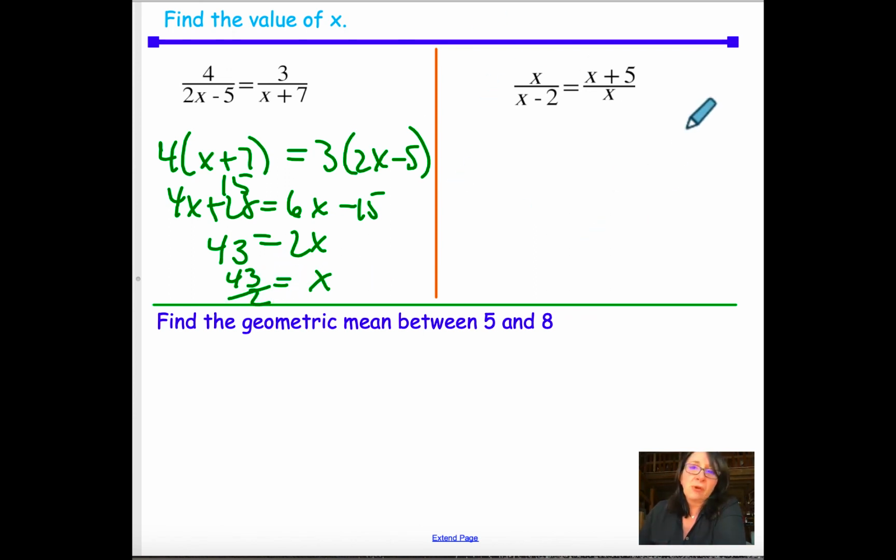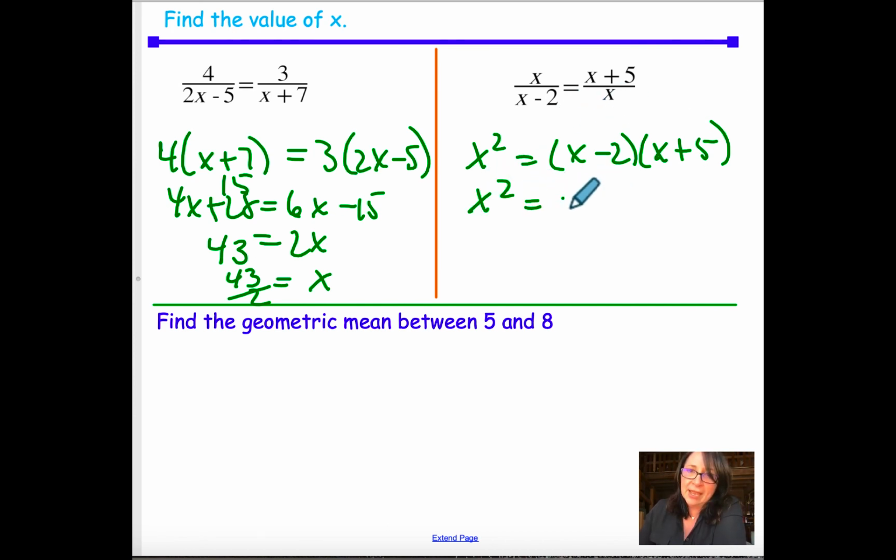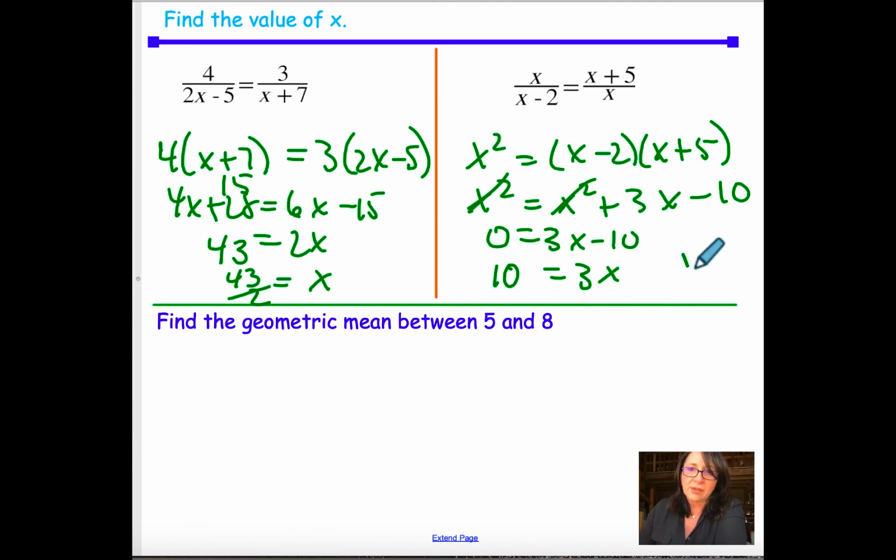Leave it. Cross multiply: x times x is x squared, equals this quantity, which is x minus 2 times x plus 5. Now for this, I do have to FOIL. And then I get x squared plus 5 minus 2, which is plus 3x, and then negative 2 times 5, which is negative 10. My x squareds are going to cancel. I get 0 equals 3x minus 10. I'm going to move the 10 to the other side. I get 10 equals 3x, and so x equals 10/3.